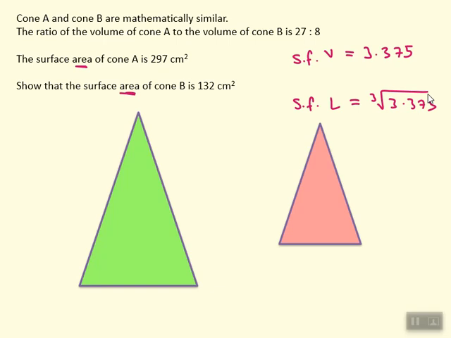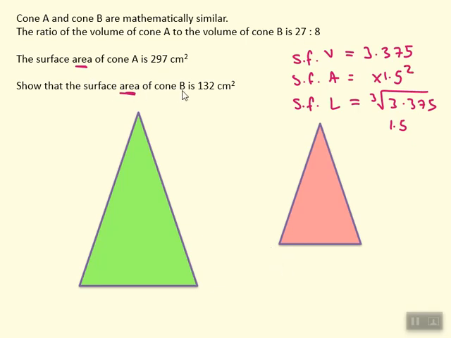Okay, it's not. Did I write down the... Yeah, 3.375, and then the cube root of that is... Oh, it is a nice number. It's 1.5. So all the lengths, all the edges, were multiplied by 1.5. That means the surface area, or I'm just going to put area, would have been multiplied by 1.5 squared.